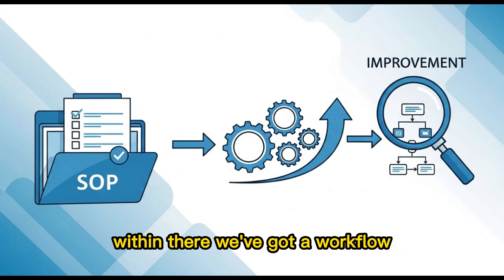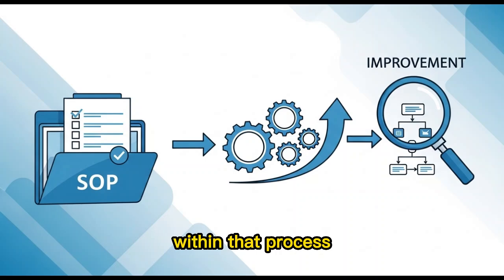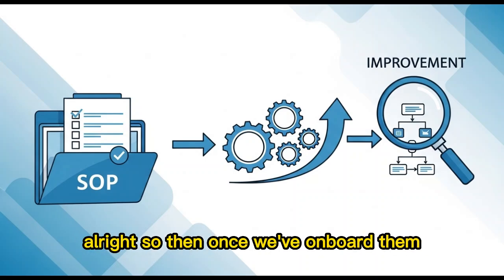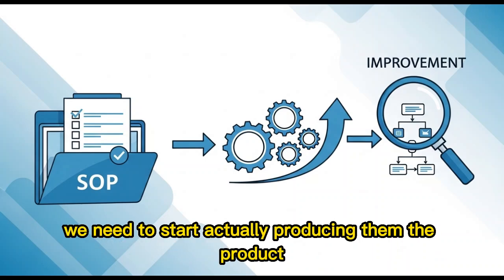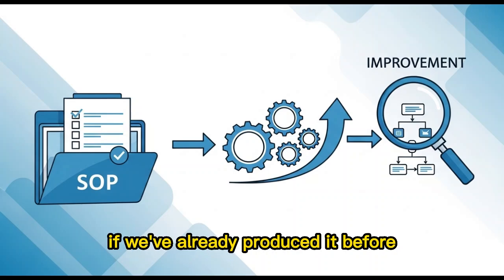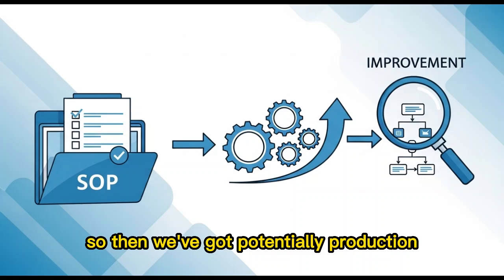Within there we've got a workflow, who's going to do that, what kind of SOPs do we need to have within that process, and then you keep on following that journey, alright. So then once we've onboarded them we need to start actually producing them the product, or actually just fulfilling the order if we've already produced it before. So then we've got potentially production then fulfillment.